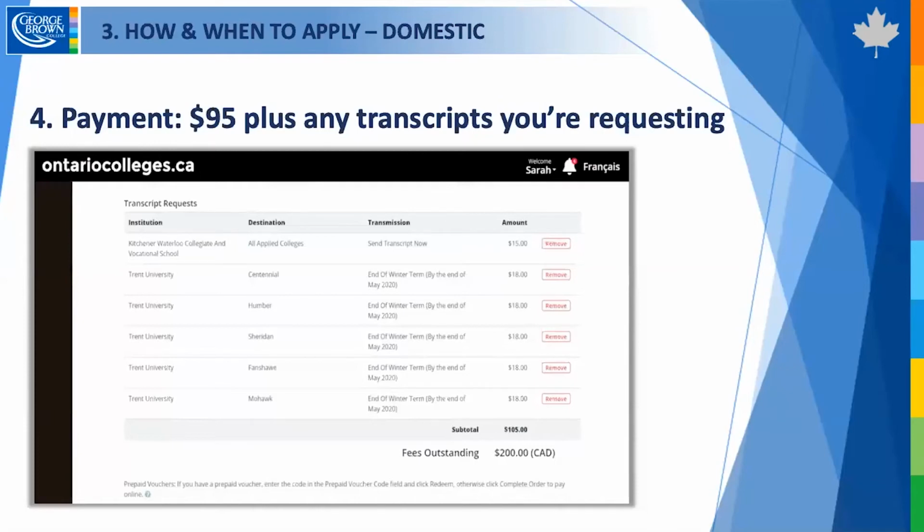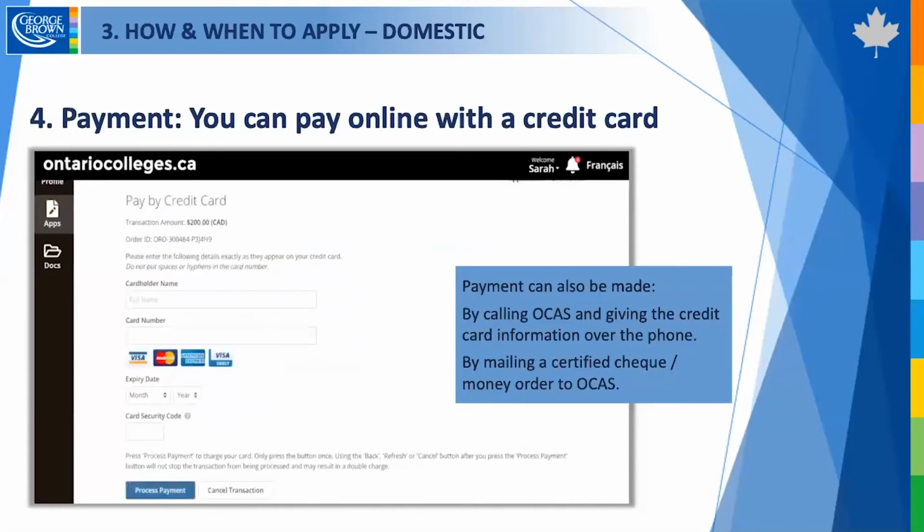So that cost is $95, but there may be an additional cost for transcripts that you're requesting. It's not a significant amount, but it can add up. So that is something you will have to pay for, and OCAS will charge you and they'll let you know how much it is. This person had fees outstanding of $200, so they had to pay that. Now, when you want to pay, you're going to have to pay to get that application in.